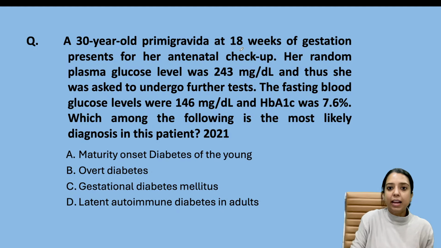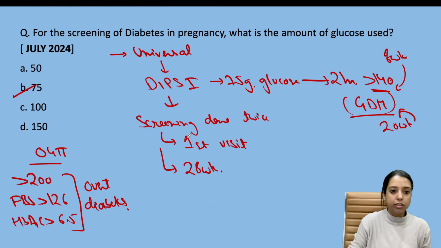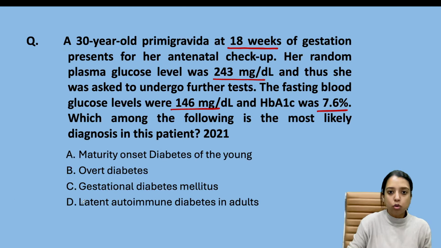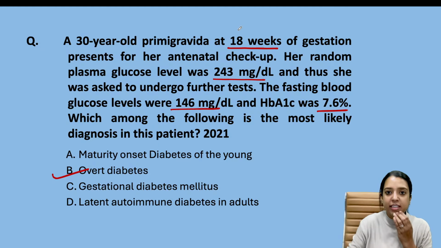30-year-old primey diagnosed at 18 weeks, plasma glucose level 243, fasting 146 and HbA1c 7.6. See these values, it is high. Fasting so high, HbA1c so high. What is the diagnosis? Is she gestational diabetes? No. Such high sugar, overt. She is overt. Not because of gestation, because of high sugars.